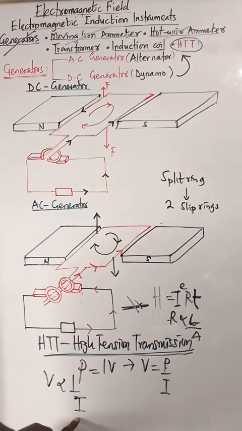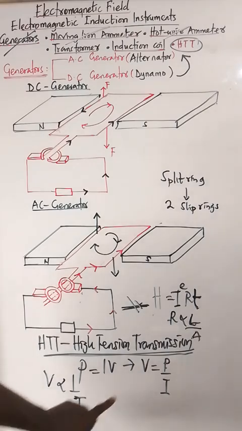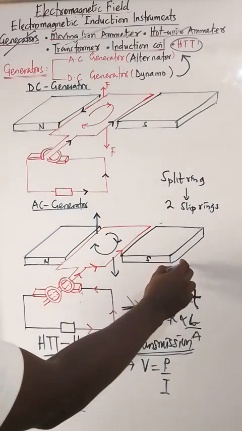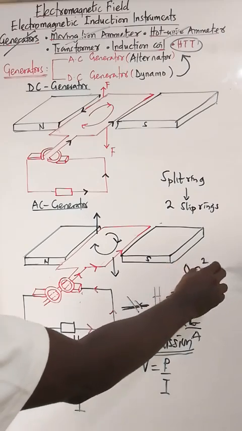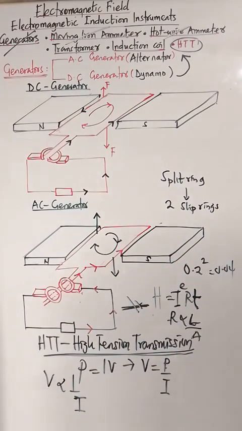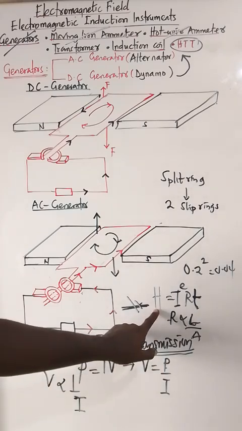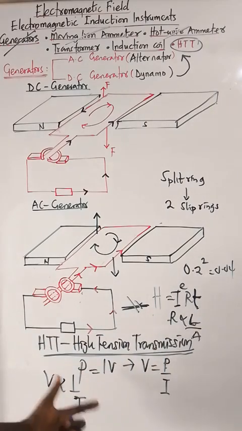So if the current is extremely low and we square it, if we square a small number, it gets even smaller. If I have 0.2 and I square it, we'll get 0.04. It gets smaller. So if our current is very small, the heat generated will be small, and in that case, the heating effect will reduce. Then we can still go on with the transmission.